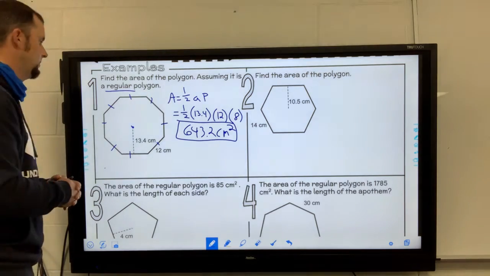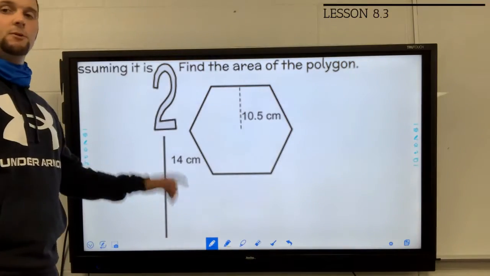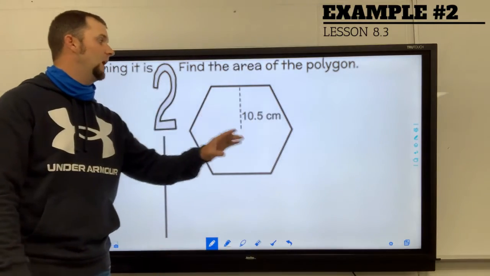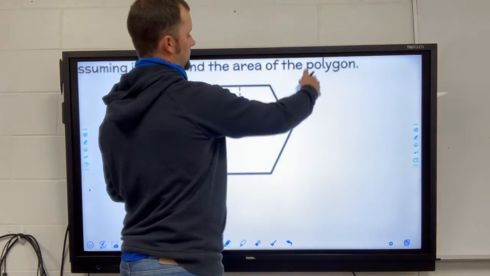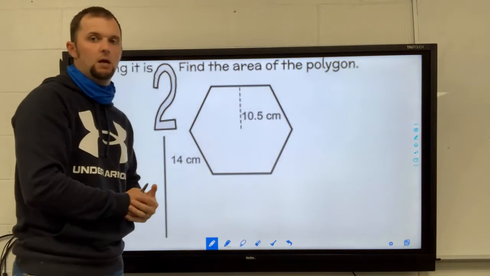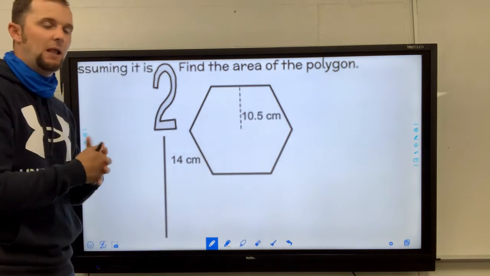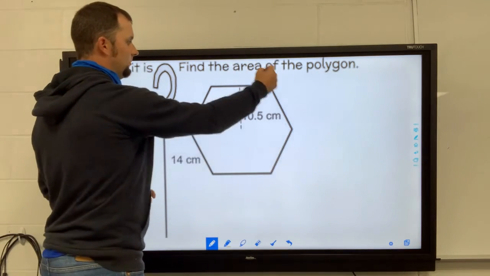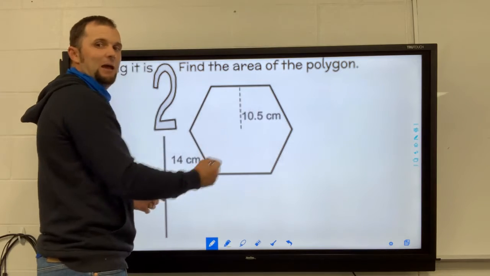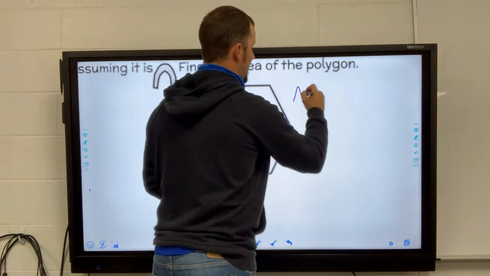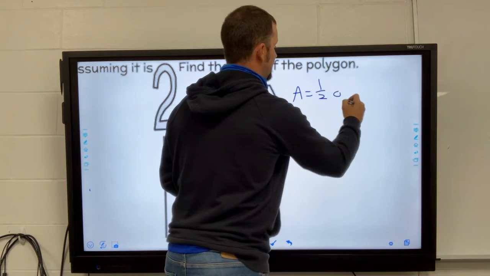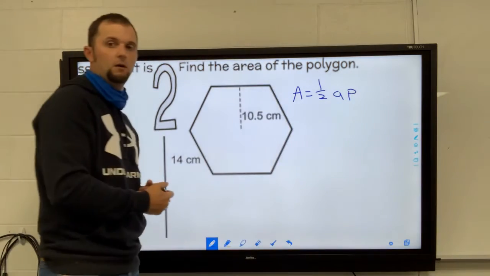Let's jump over to example number 2. All right, on example number 2, it says we need to find the area of the polygon, but we should have the word regular up here. So this is going to be a regular polygon. I know in a regular polygon, all of my sides are going to be congruent and all of my angles are going to be congruent. So to find the area of a regular polygon, A equals 1/2 the apothem times the perimeter.